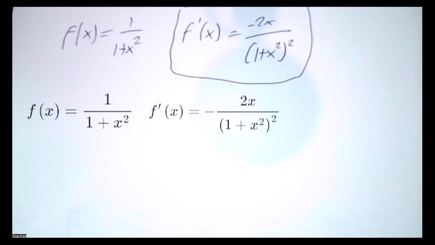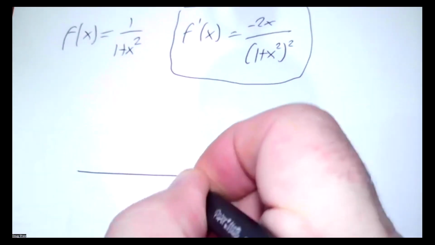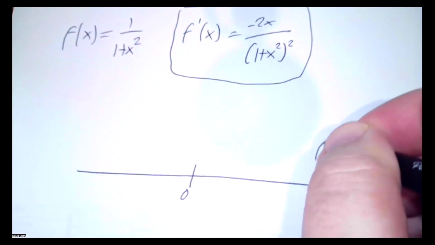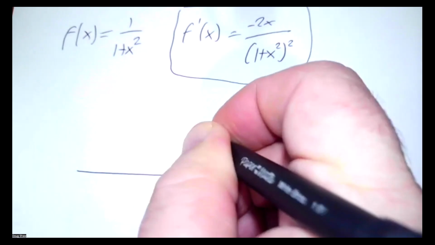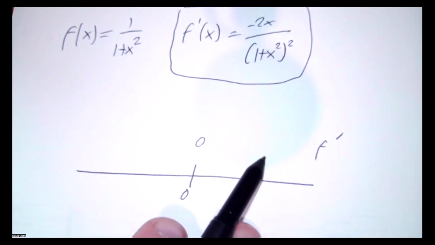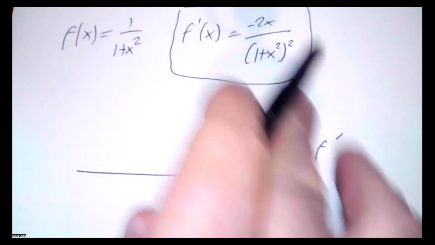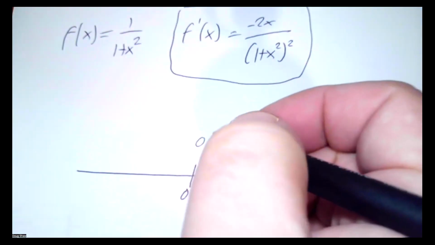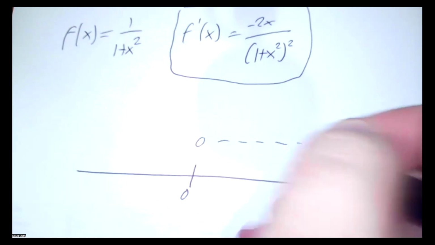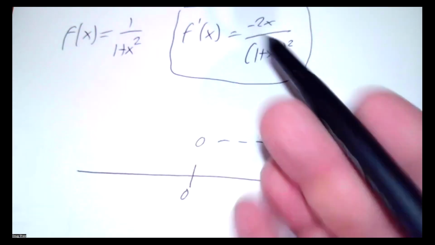Now I have to classify it as a local max or a local min. So I draw a number line. I put my critical point here. I write f prime is 0 here. Now, to the right of 0, if I plug in a number, let's say 1, the derivative is negative. You can do that just by plugging it in or looking at it. To the left of 0, let's say plug -1 into this, I get a positive number.